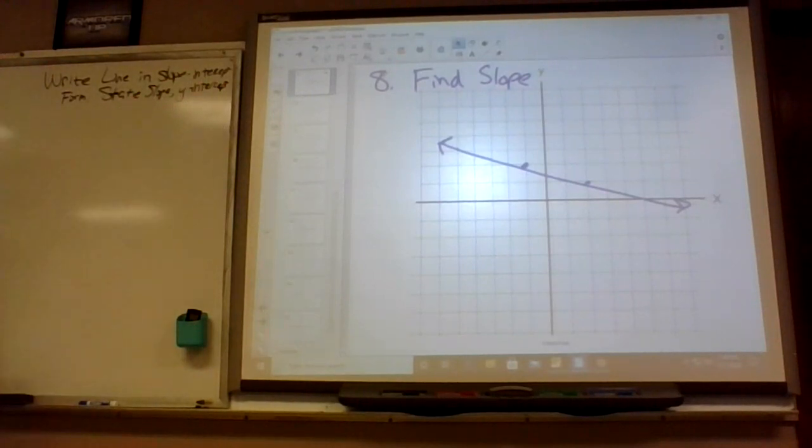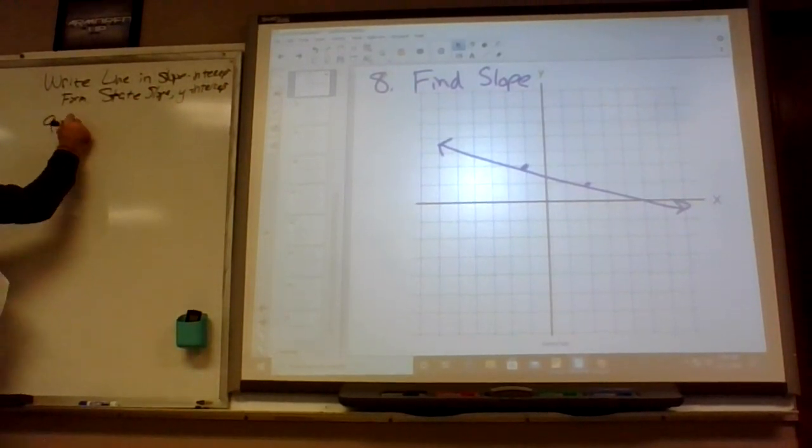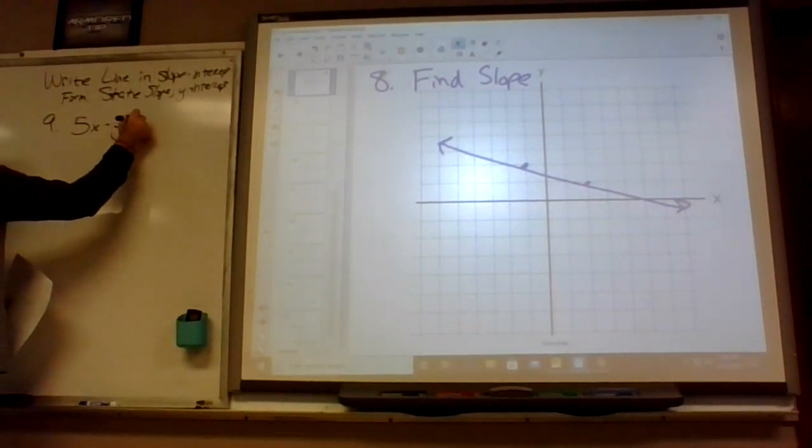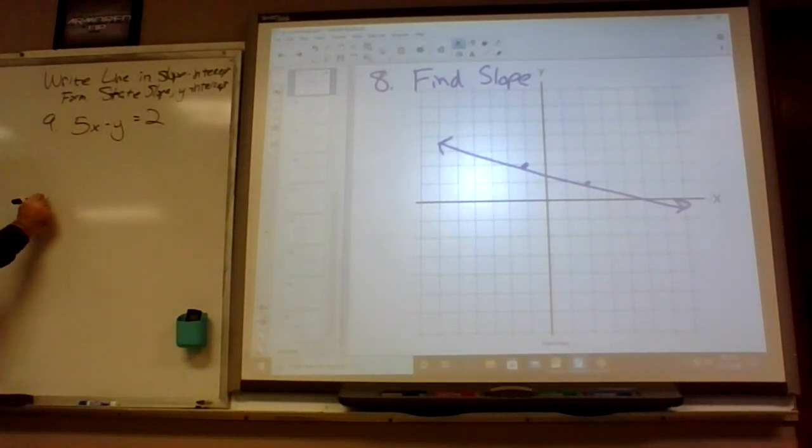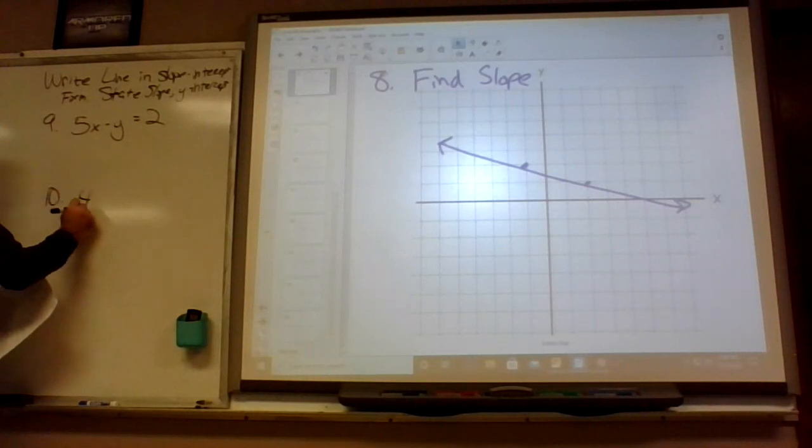Okay, shh, guys. Got some more problems up on the board right here. Line, slope, intercept. What is slope intercept form? Y equals mx plus b, so basically solving for y.